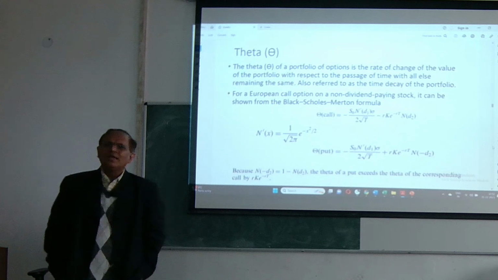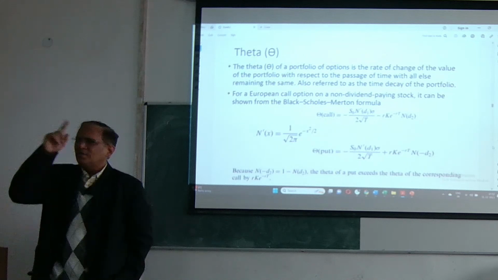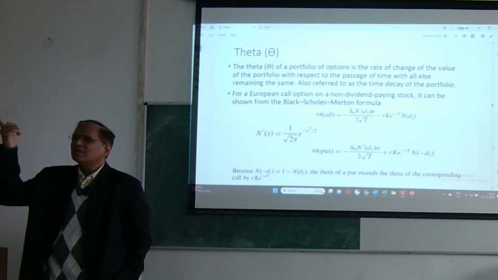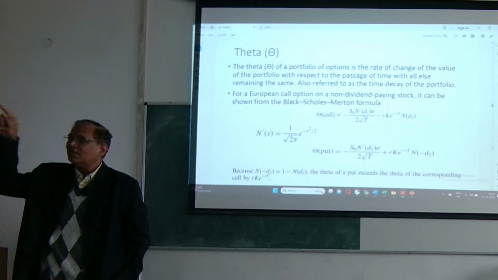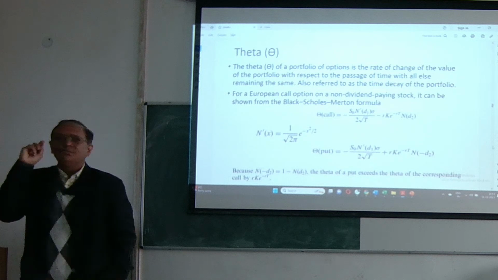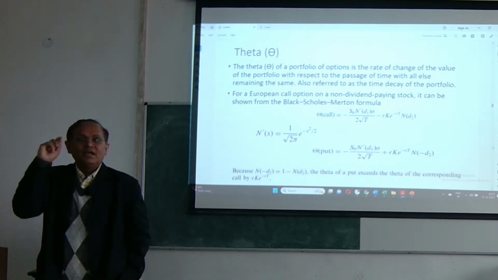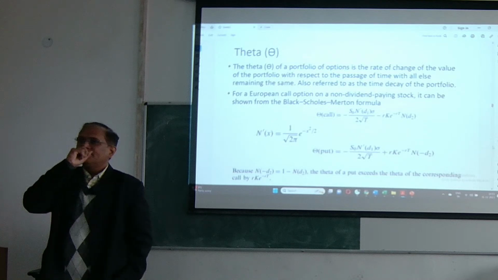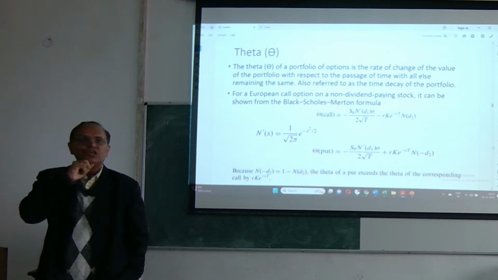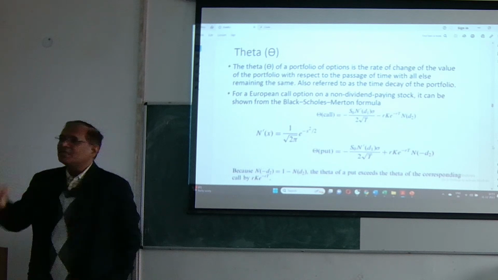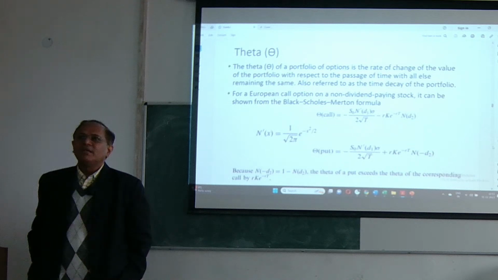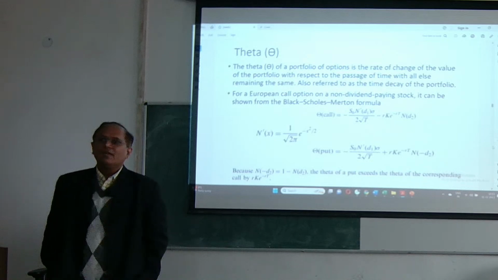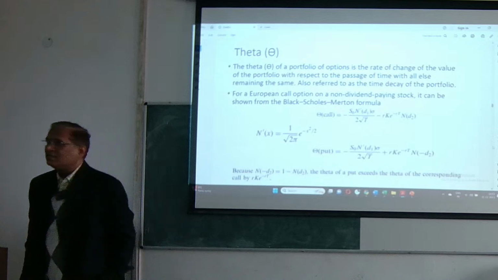We all know D1, D2. You remember when you were making the D1 formula, ln S upon X plus r plus half sigma square into T. T, time, was in the numerator. Even in the denominator there was time, sigma root T. And I had emphasized and highlighted this. So if time increases, time is in numerator, time is in denominator, what will be the net impact? Mathematically we understand, under mathematical modeling, if something is in the numerator, any increase will increase the value. If it is in the denominator, any increase decreases the value.